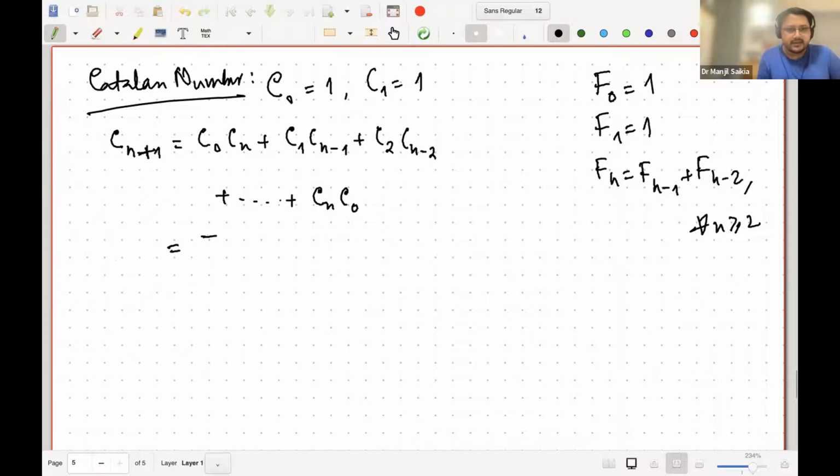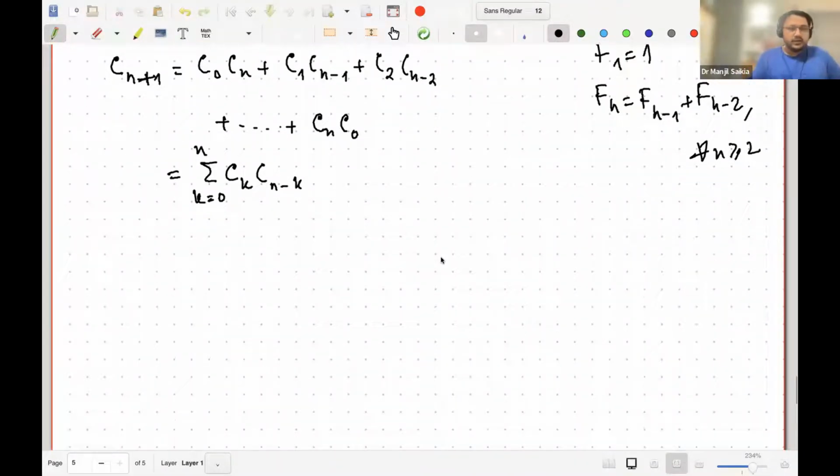So I can write this as the sum of Ck Cn minus k, with k going from 0 to n, in a shorter way. This is a much more complicated recursion than the recursion that we had for Fibonacci numbers, for example. Let me just see how much time I have so that I don't go over time. Okay, I have 30 minutes more.